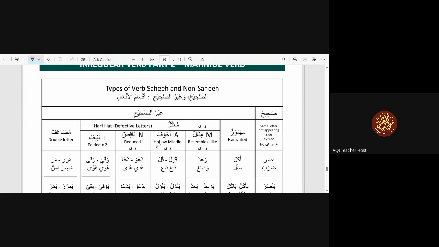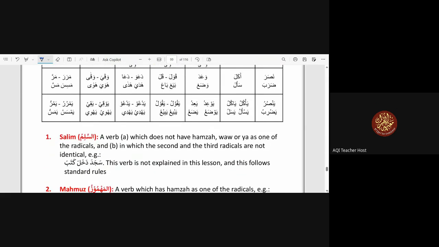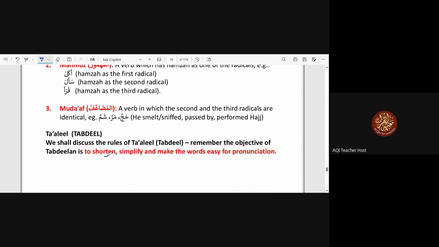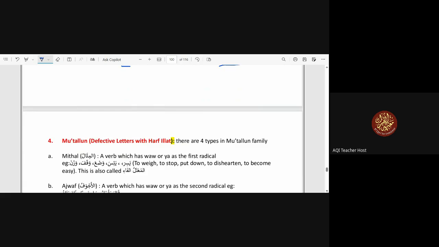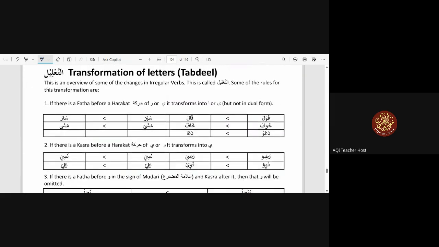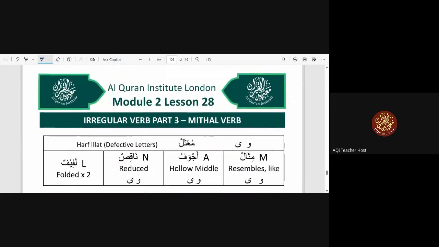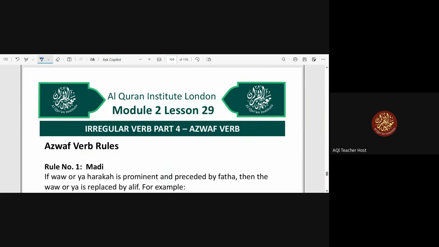So inshallah we'll be learning today about ajwaf and naqis. And also the purpose of this process is to shorten, to simplify, and make the words easy for pronunciation. This is the main purpose of the process of operations. Inshallah, we'll quickly go over lesson number 29. Just a second. Oh, sorry, that's 28, 29.